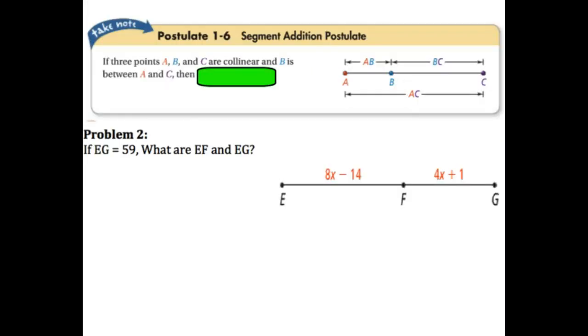Okay, so from that we have another postulate. This is the segment addition postulate. This is a big deal. Do not forget about this one. Many people do. It says if you have 3 points A, B, and C that are collinear, and B is somewhere between them, then the distance from A to B plus the distance from B to C is the distance from A to C.